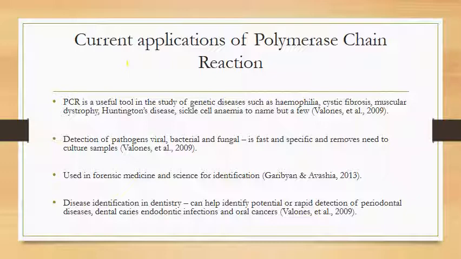We can also use it in forensic medicine and forensic science for identification, whether that be the study of the past or even for criminal investigations. Another really interesting one is disease identification in dentistry. PCR can be used to help identify potential or rapid detection of periodontal diseases, dental caries, endodontic infections, and other oral cancers.